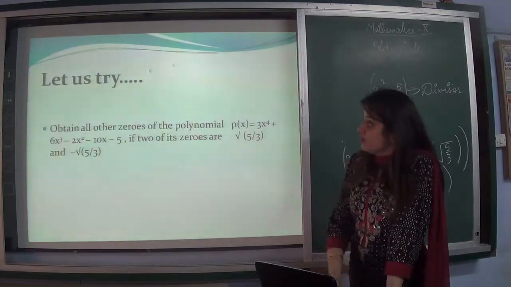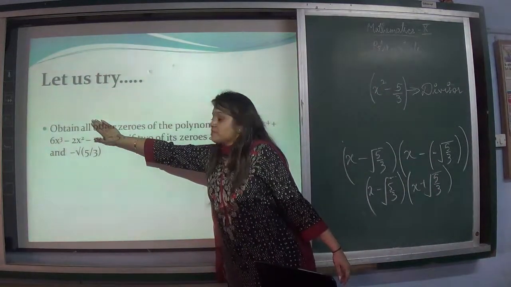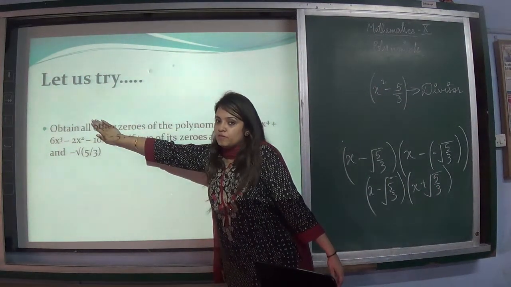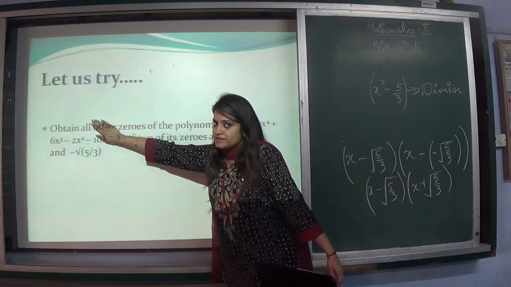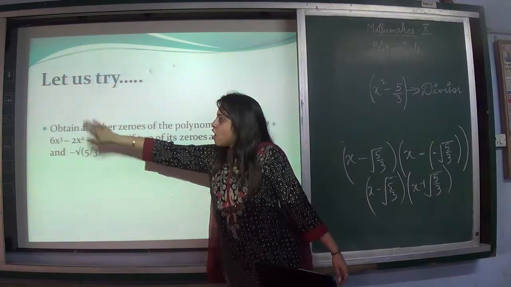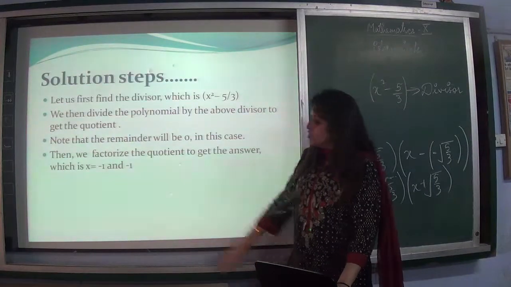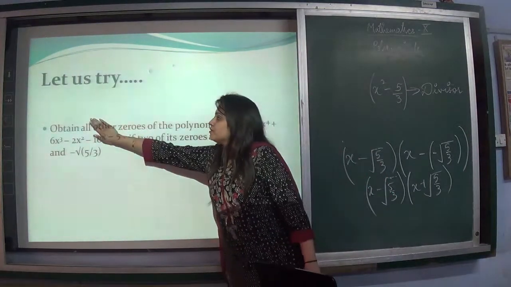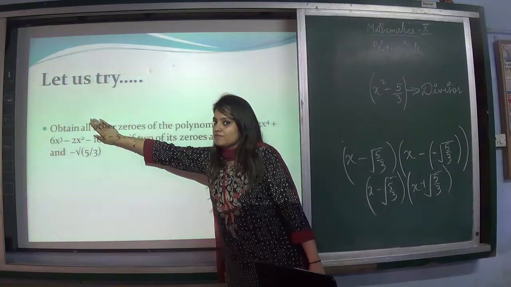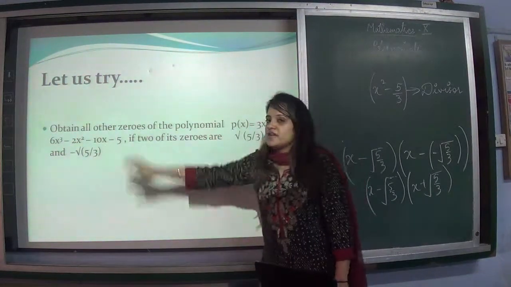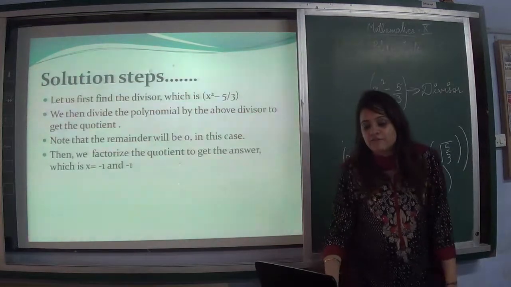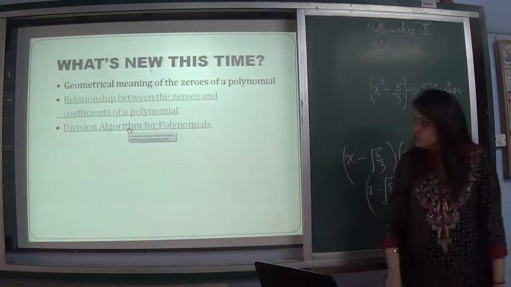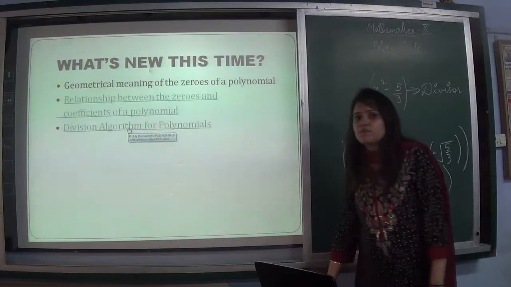So, all other zeros will be minus 1 and minus 1. But once they say find all zeros, remember, it's just a matter of a word in English, but it makes the entire question different. All other zeros, that means just minus 1 and minus 1. But when it says all zeros, it's going to be minus 1, root 5 by 3 and minus root 5 by 3. So we've done division algorithm for polynomials also.